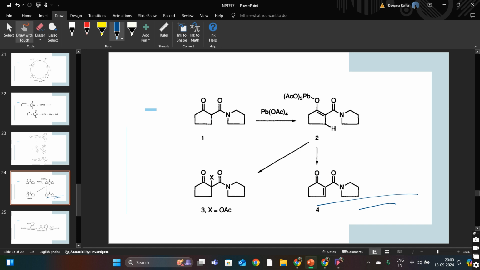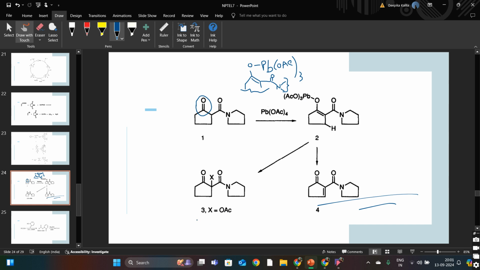So at first, what happens is this ketone can undergo enolization to give you an oxygen-lead bond as shown in the product number 2. And it also knocks out one acetate group. On this side it will be a cycle, and here we have the amide functional substituent. In this way, here we have the enol double bond.